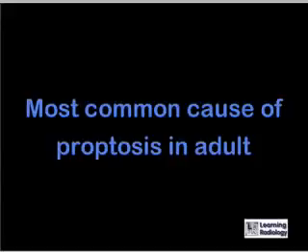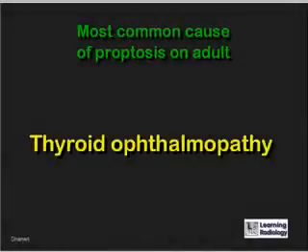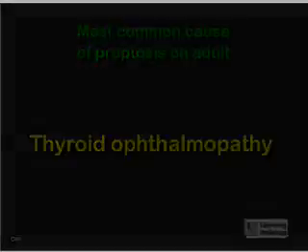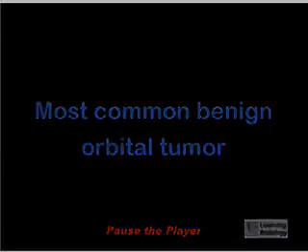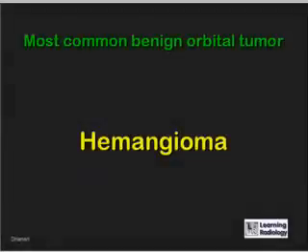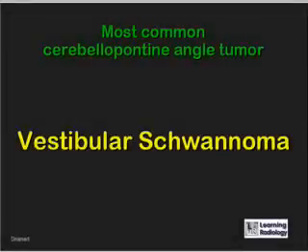What is the most common cause of proptosis in an adult? Thyroid ophthalmopathy. What is the most common benign orbital tumor? A hemangioma. What is the most common cerebellopontine angle tumor? A vestibular schwannoma.